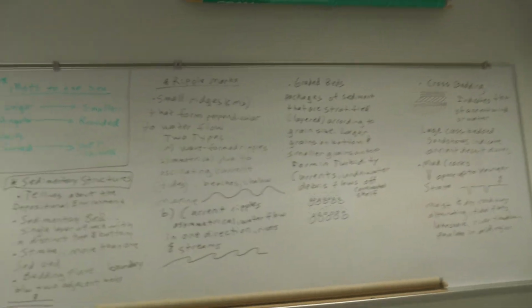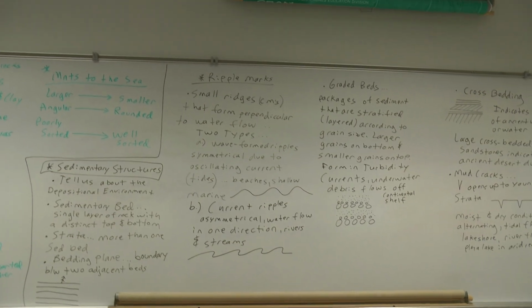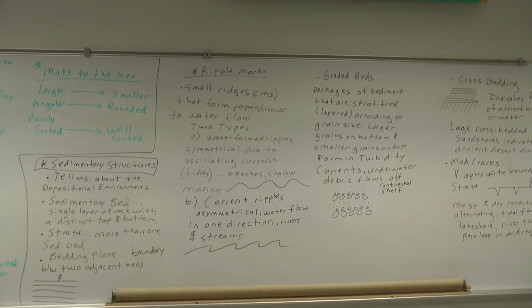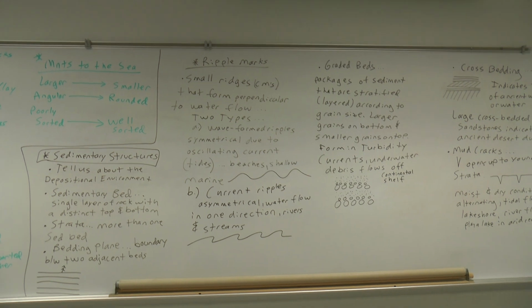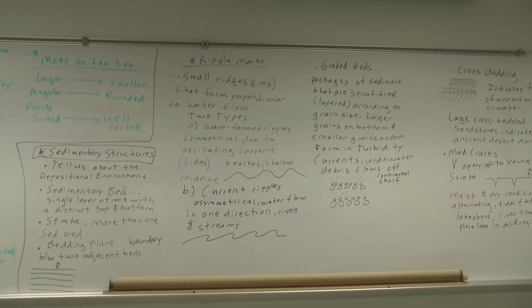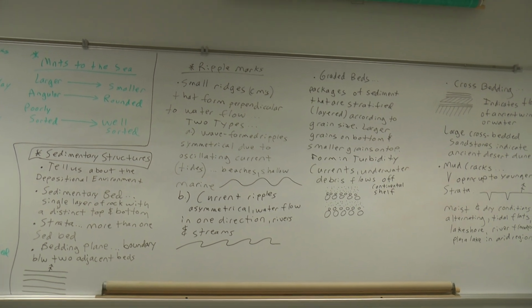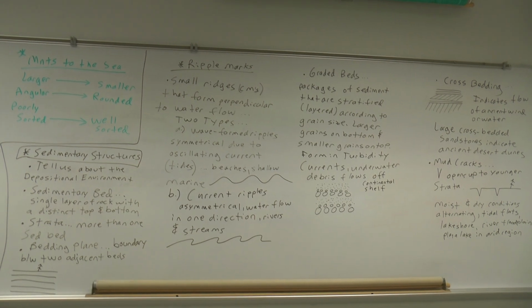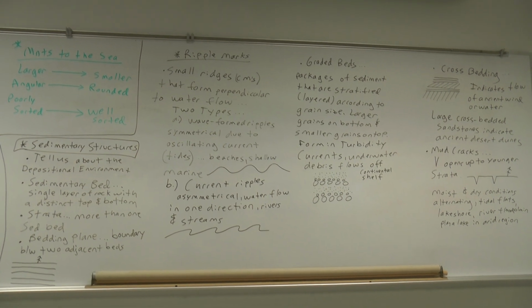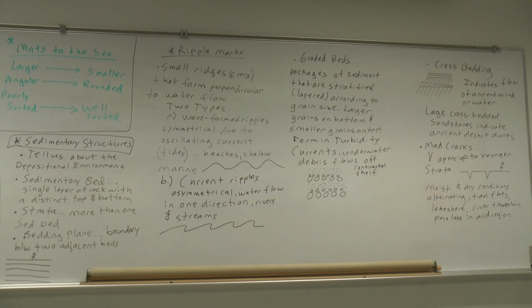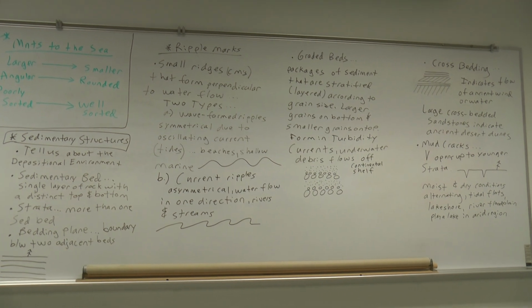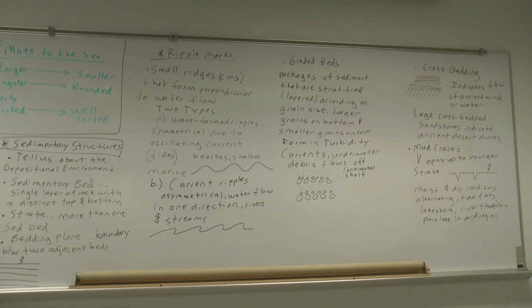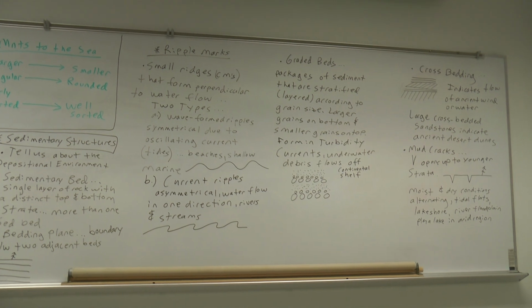Okay, our next topic, still in sedimentary structures, by the way, ripple marks. There are 2 types of ripple marks. So ripple marks, what are they? They are small ridges, like small little mountaintops. How small? They're on the order of centimeters. Really, that should say millimeters to centimeters. They're small ridges that form perpendicular to water flow.